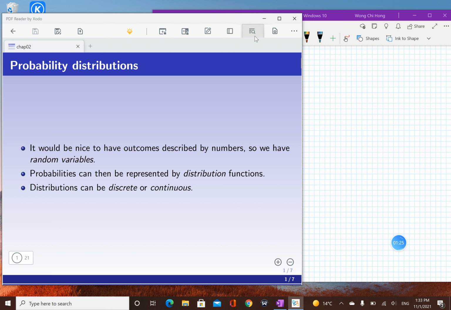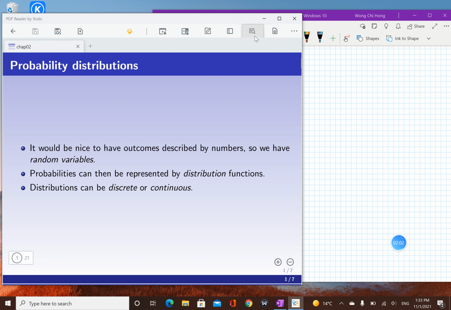If we have our events described by numbers, then we can talk about probabilities in terms of mathematical functions. Again, if we have those, then we can use all the mathematical methods. In particular, we'll be using functions, and therefore things like differentiations and integrations and whatever we may have. So we like to have these given as probability distributions or probability distribution functions.